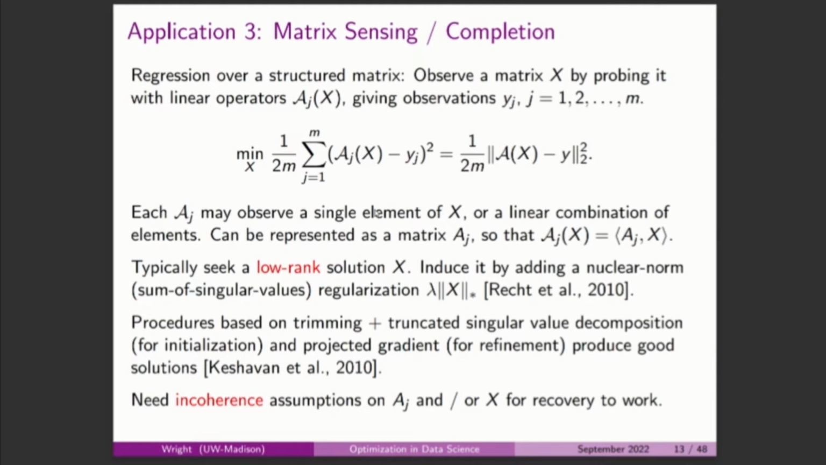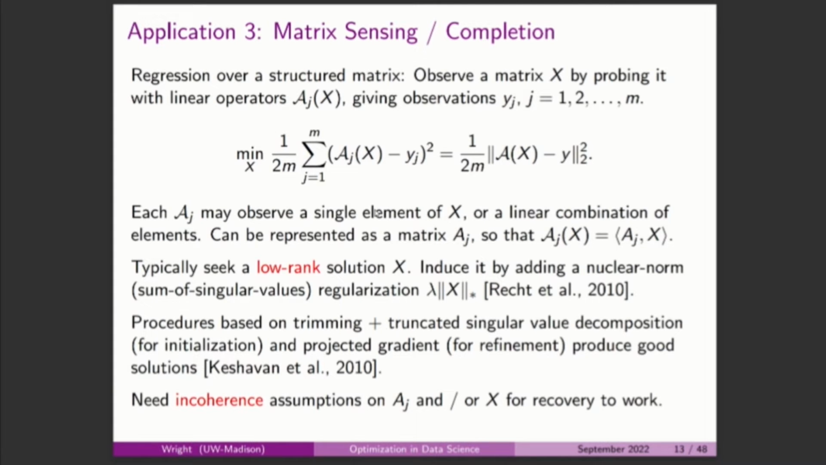So back in 2010, Recht, Fazel, and Parrilo showed that you could use an analogy to the L1 norm for vectors x. The analogy in terms of matrices is this nuclear norm, which is the sum of singular values. So if you add on to this objective a nuclear norm term, it will recover a low rank solution and will also be a convex problem.